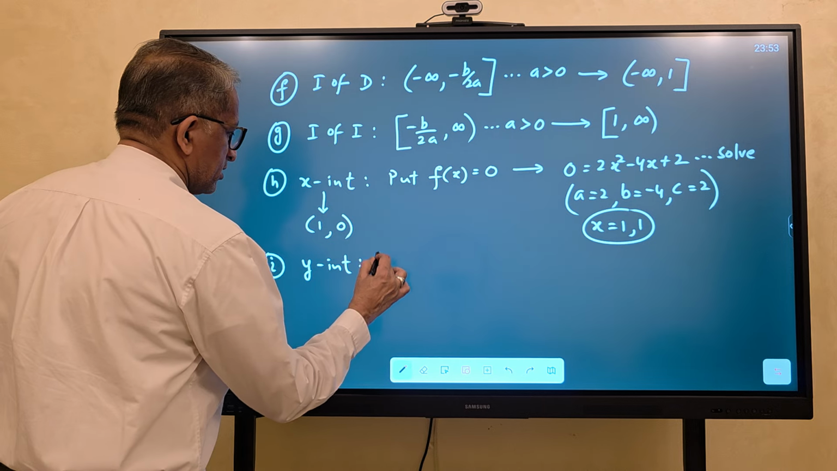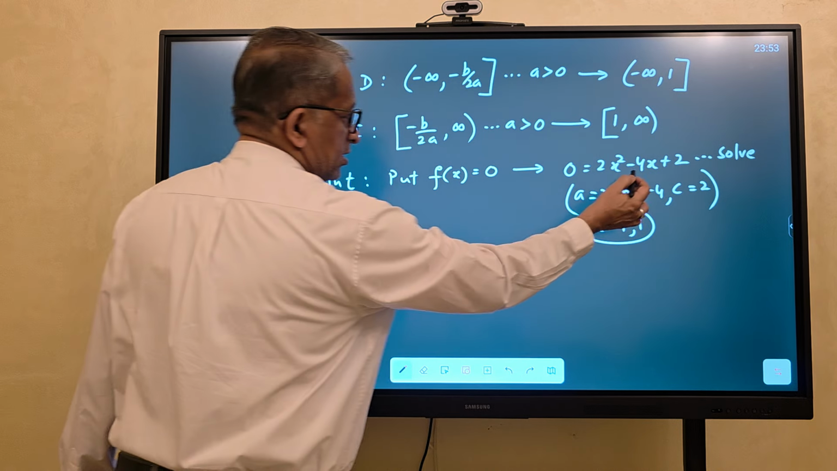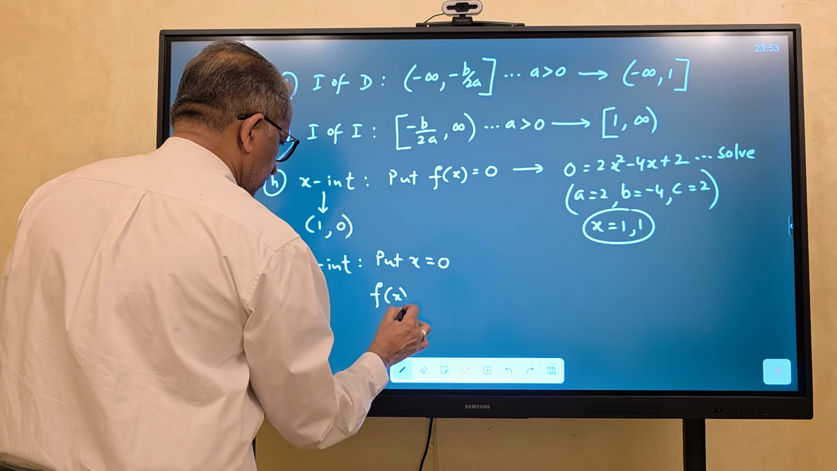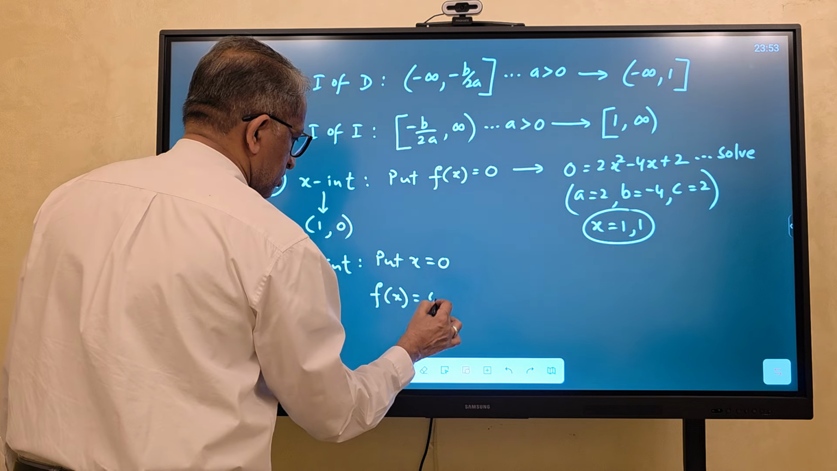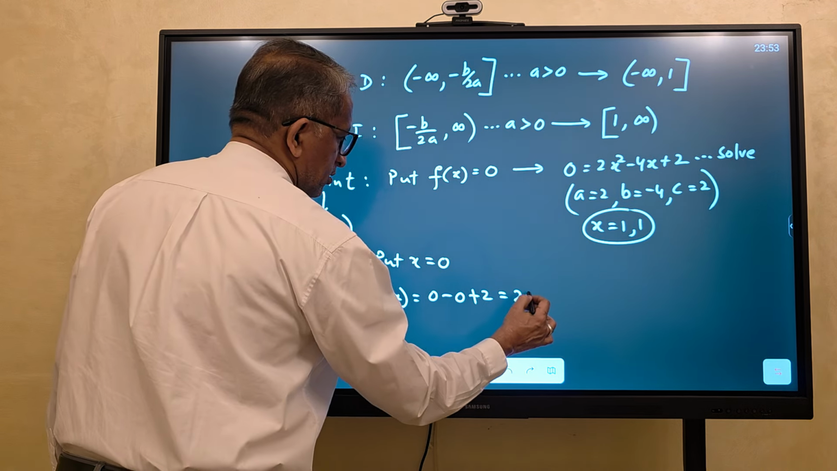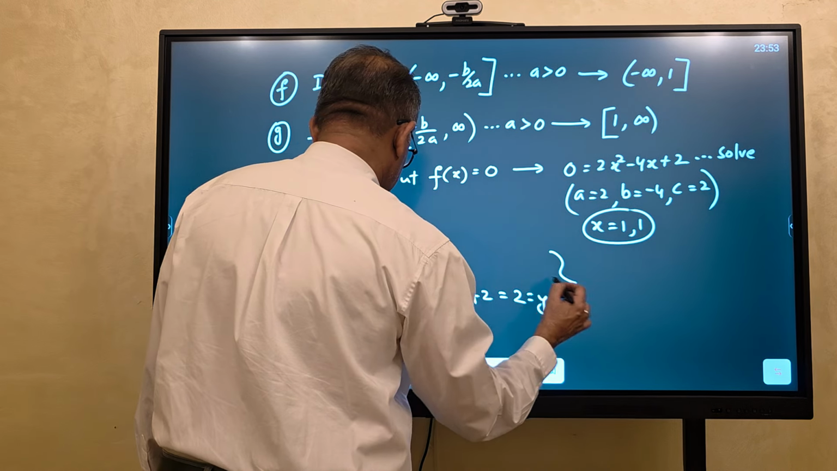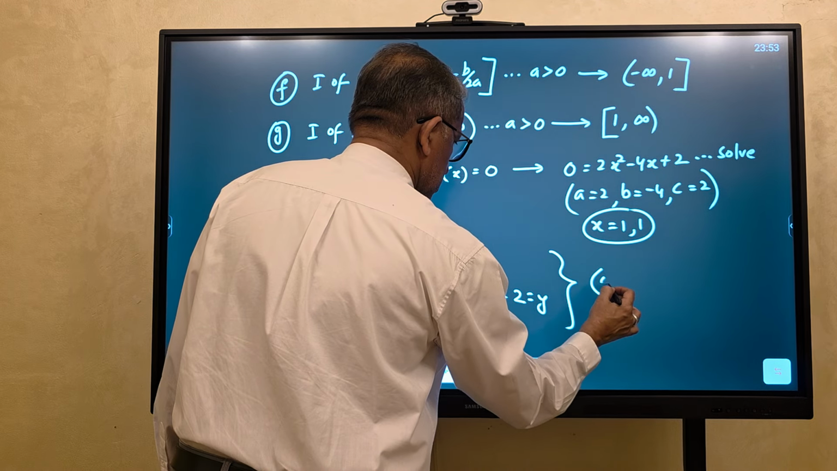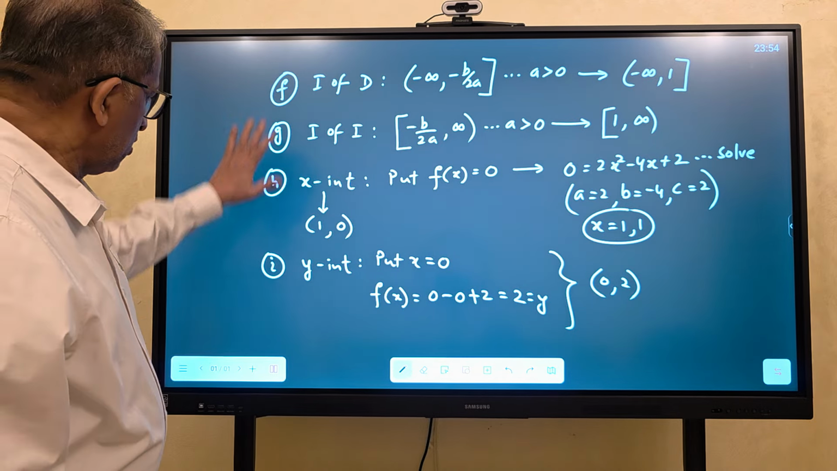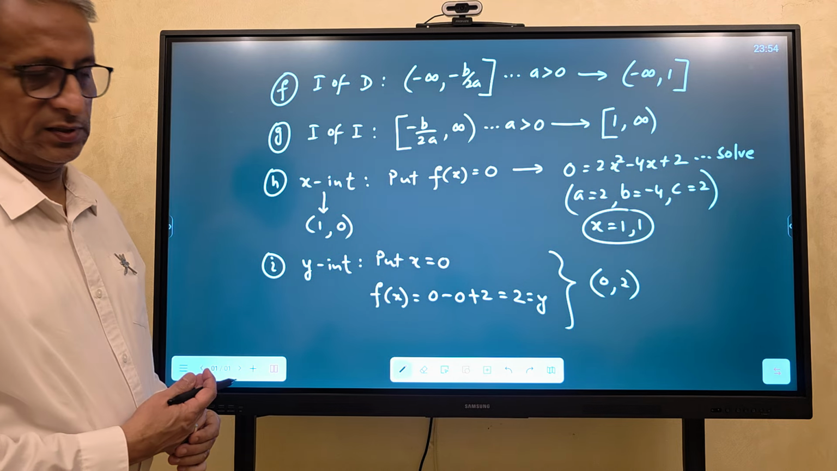How do you find the y-intercept? I put x equal to 0, that is here in this equation. So what do you get? F of x equal to 0 minus 0 plus 2. That is 2. So this is y. So what is the y-intercept? It is 0 comma 2. So this is how we solve these questions.